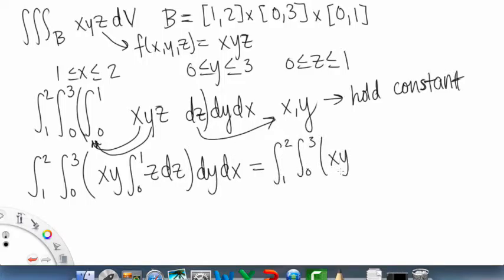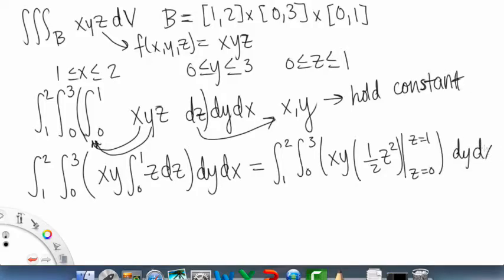Then our x and y is still sitting there. Okay, so then we have 1/2 z squared, as z ranges from 0 to 1. Okay, and then we have our dy dx on the outside there. Alright, so now what I'm going to do is just take this 1/2 and move it completely to the outside.